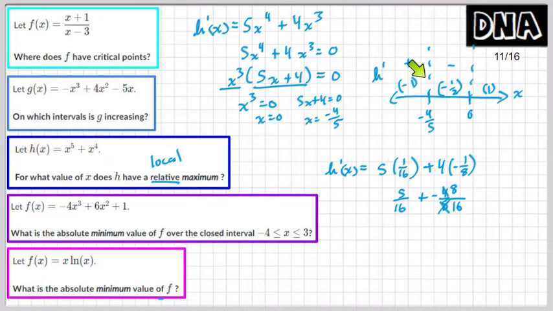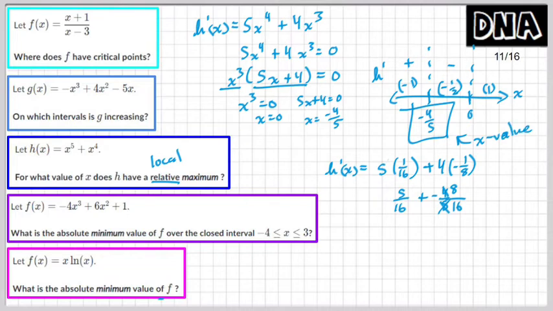Now, actually, because we're decreasing here, is there a chance that 0 can be a maximum? No. That's what we want, a maximum? Yeah, it could be a minimum if this is positive right here. But I don't really care because I only need a relative max. And so my relative max is at negative 4/5. If it asks for both, then you get into that situation.